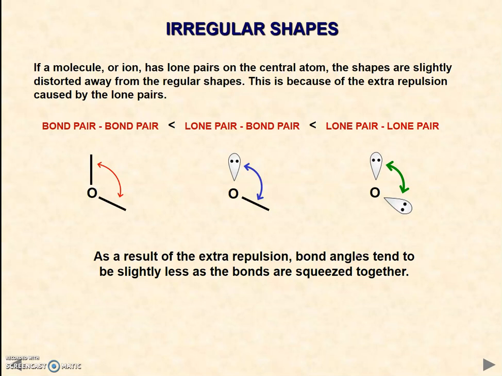Okay, now irregular shapes, or shapes which contain lone pairs of electrons. Lone pair repulsion is greater than lone pair bond pair repulsion that we've got in the middle here, and that is greater than bond pair repulsion.